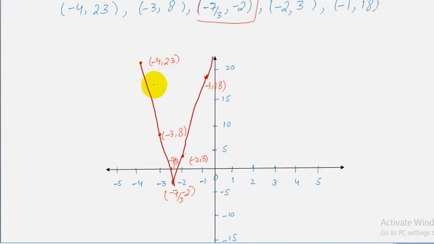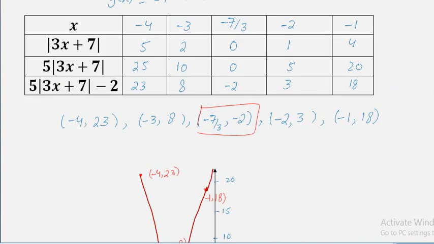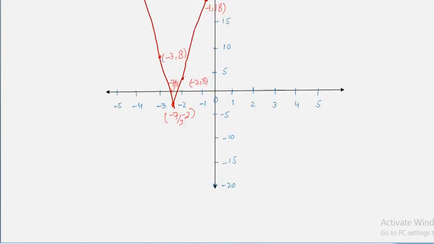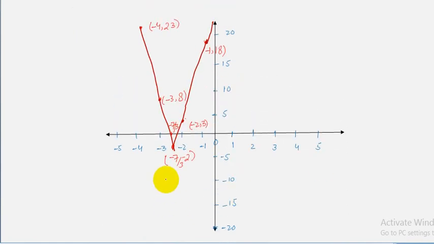Now by joining these points, I have sketched the graph of this function. So this is the graph of this function. As I discussed earlier, the vertex of the graph of this function lies in the third quadrant. So in this case we see that the graph vertex lies in the third quadrant.